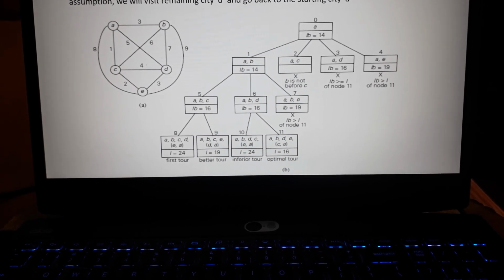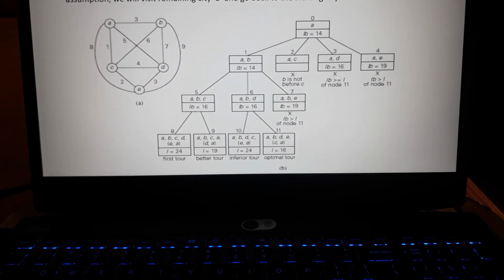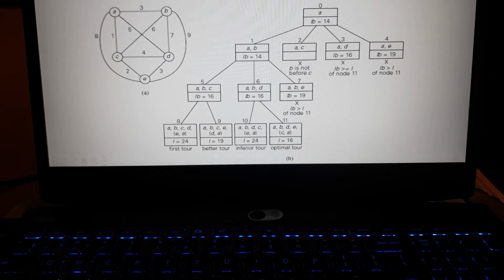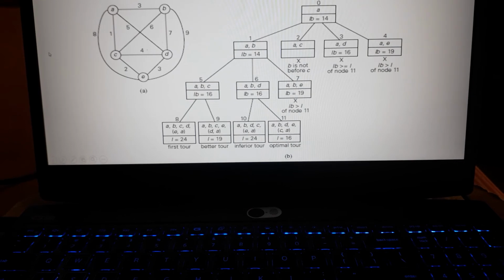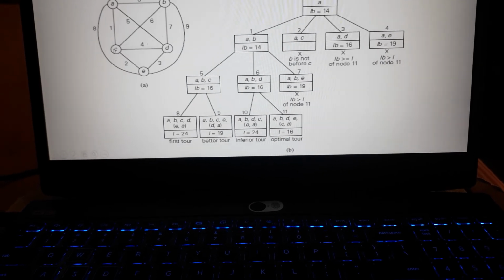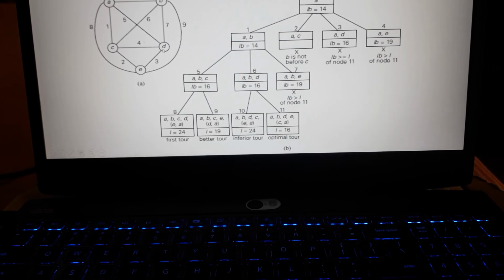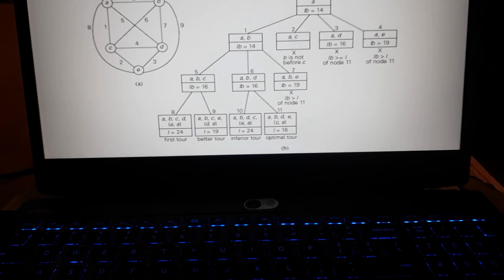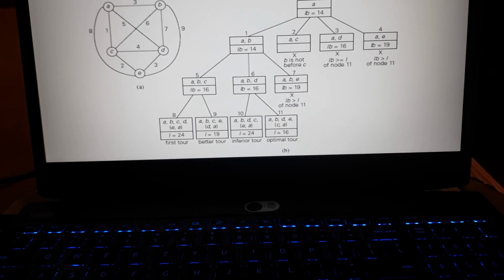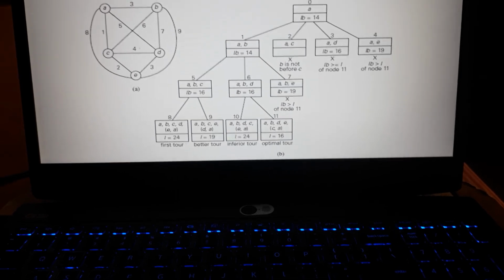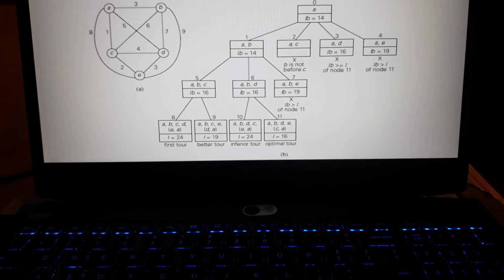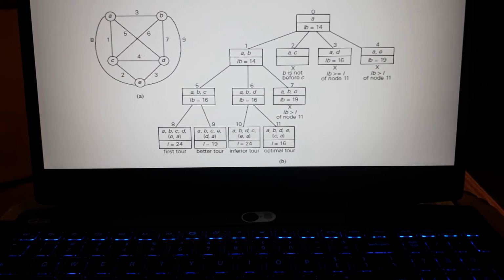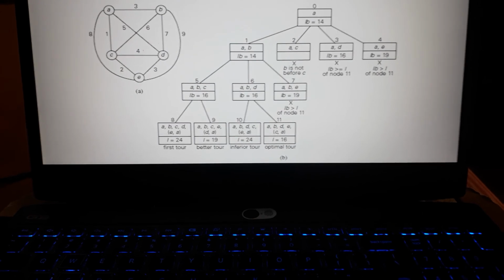So, we will check all the leaf nodes for the minimal length. By checking this, we will get to know that the first tour length is equal to 24, in the second tour the length is equal to 19, the third tour once again length is equal to 24, and in the fourth tour the length is equal to 16, which is less than all remaining nodes. So, this is the optimal tour for the traveling salesman problem. The path of the tour is A to B, B to D, D to E, E to C and C to A.